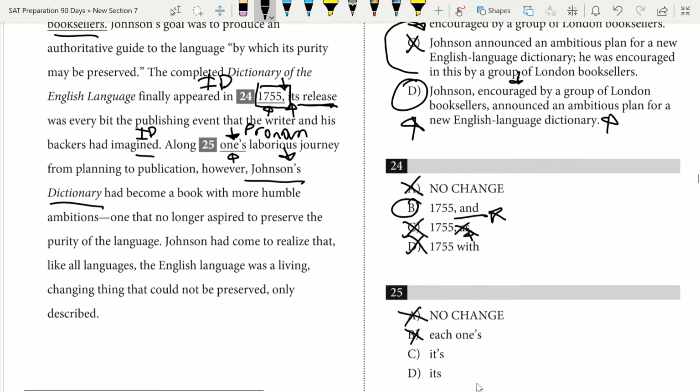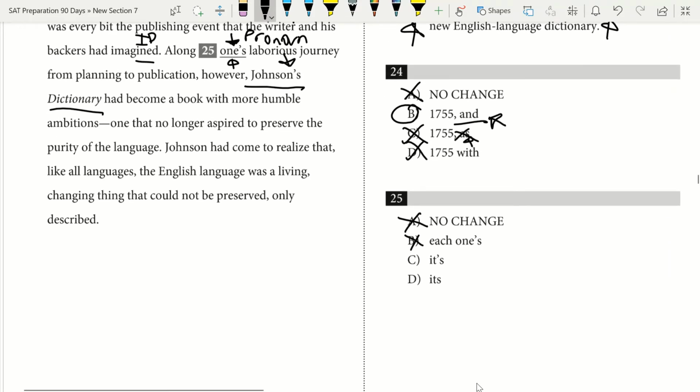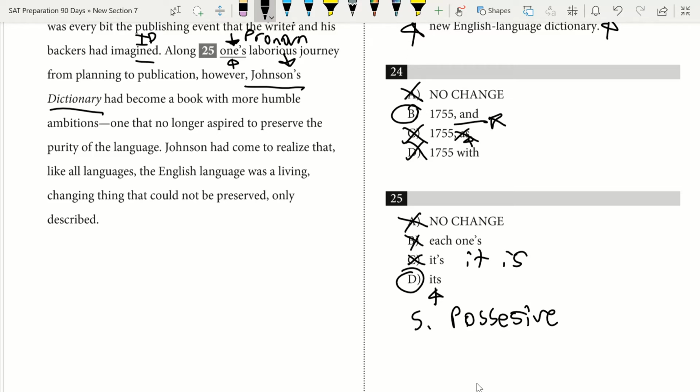We need to use the word "its." Now, which "its" should we use? "Its" is singular and possessive. The singular and possessive form of "its" is going to be answer choice D. Answer choice C would be "it is," a contraction saying "it is," and that's not what we're doing. We're using that singular and possessive. So S for singular, P for possessive. I'll actually write that out so you don't think it's plural. We need that singular and possessive pronoun "its."